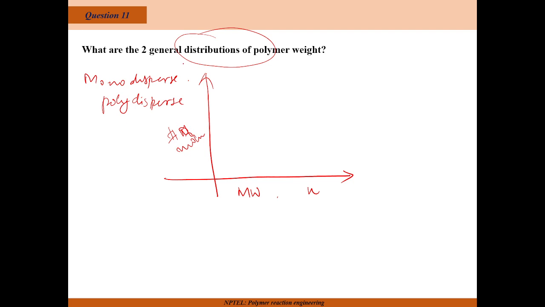For the monodisperse case, we'll have a sharp peak. It says that the whole distribution of polymer is basically made of polymers with similar weight. The molecular weight will be similar. It should be sharper. Okay, so this is for monodisperse.